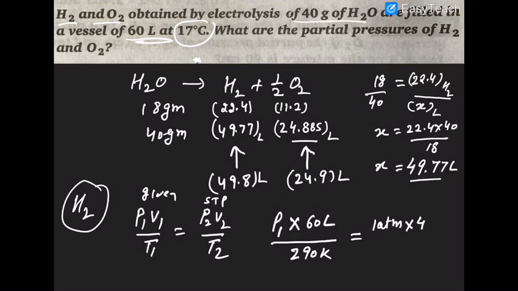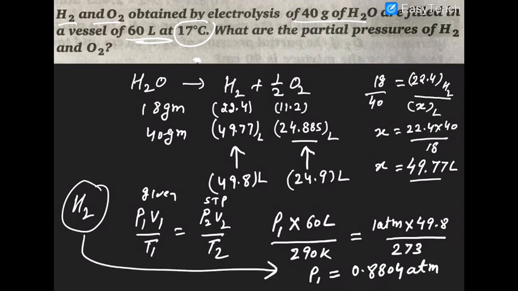Volume of the hydrogen gas is 49.8, temperature is 273. So what is P1 here now equal to? When you cross multiply it, the answer comes out to be 0.8804 atmospheric for hydrogen gas.